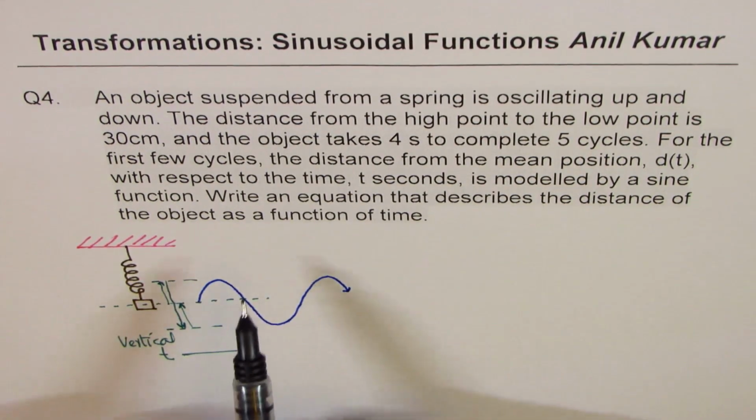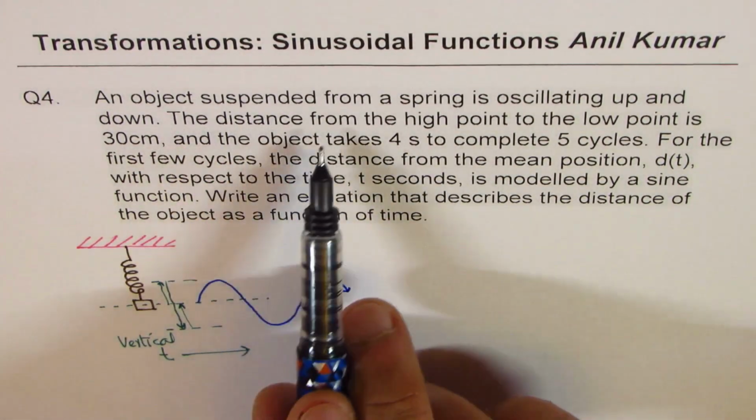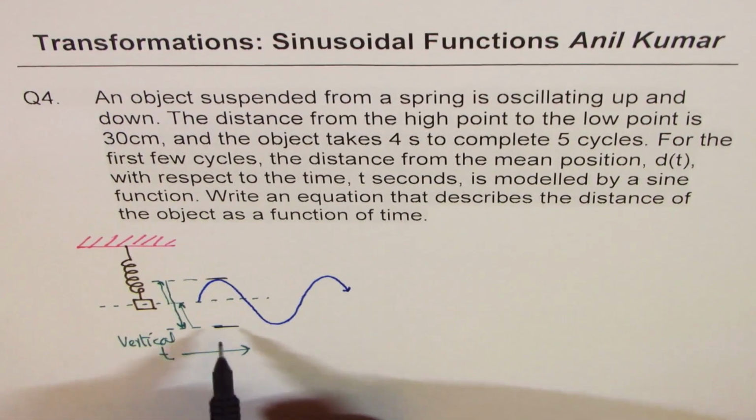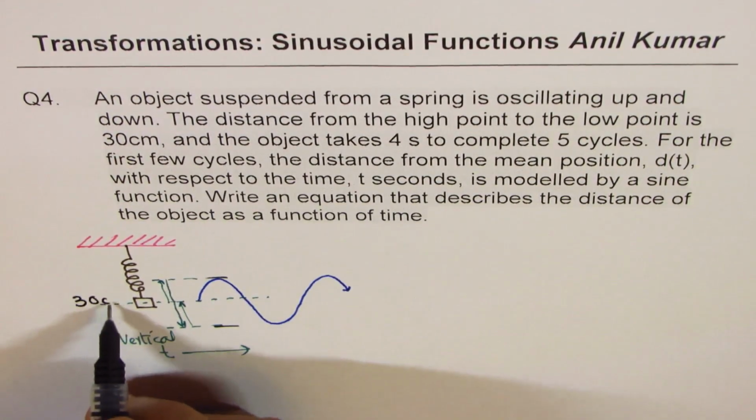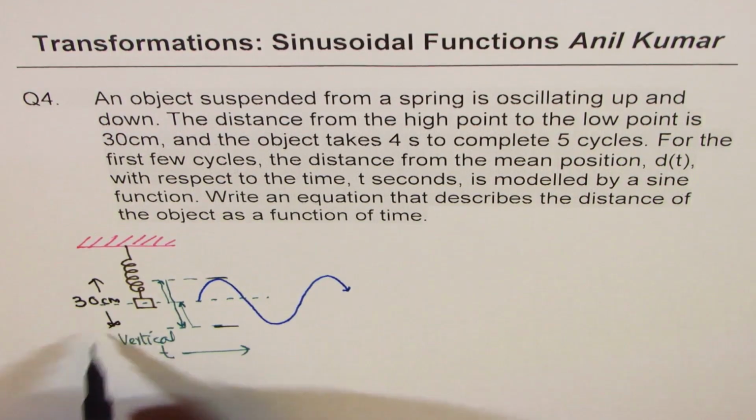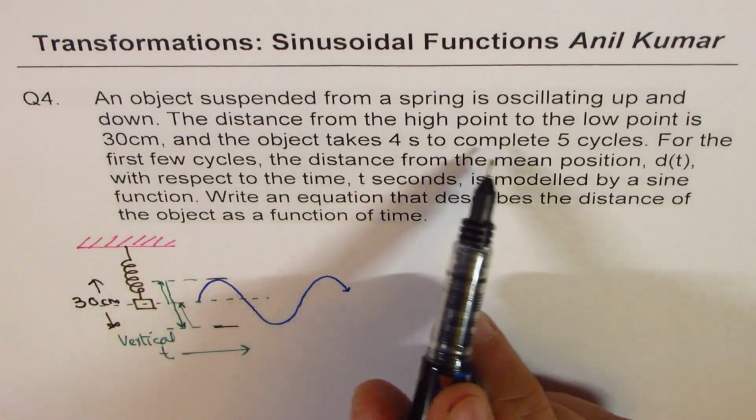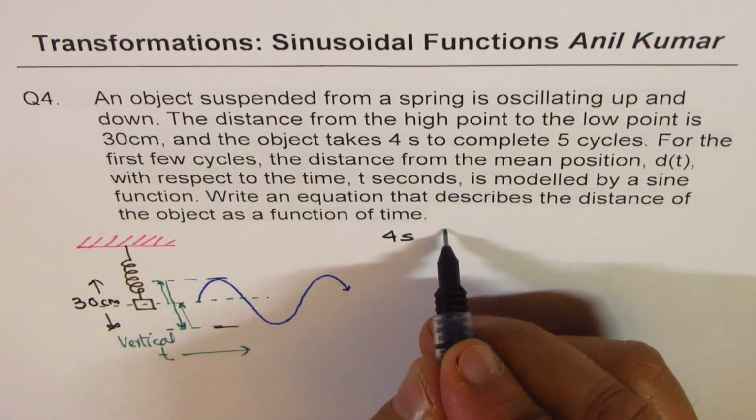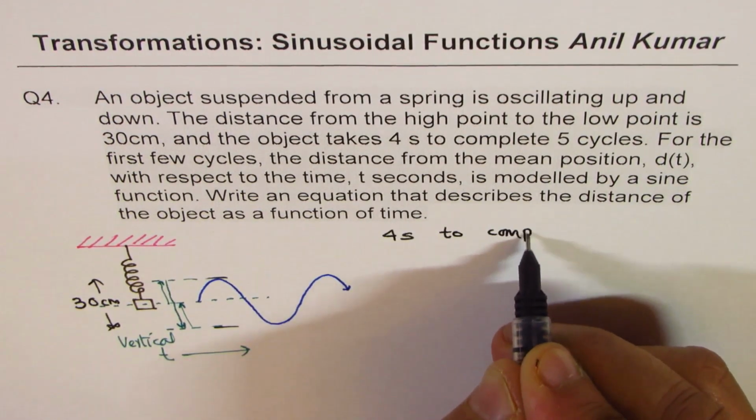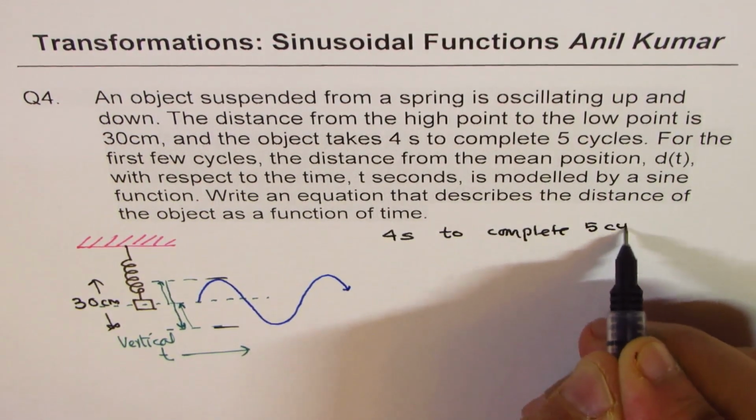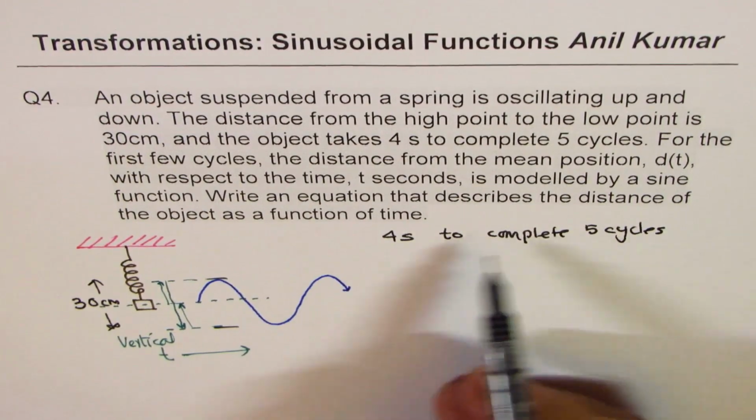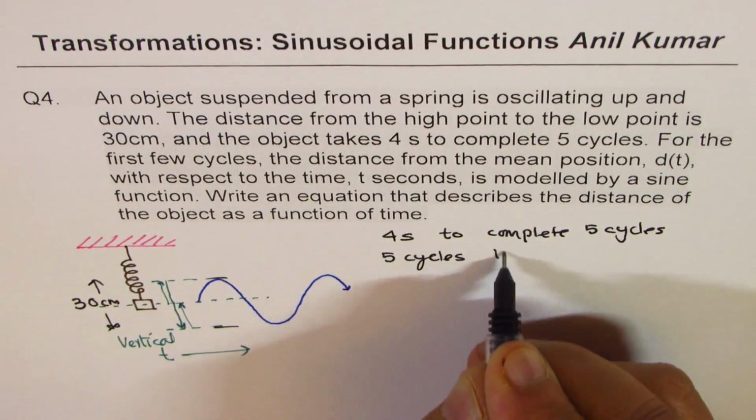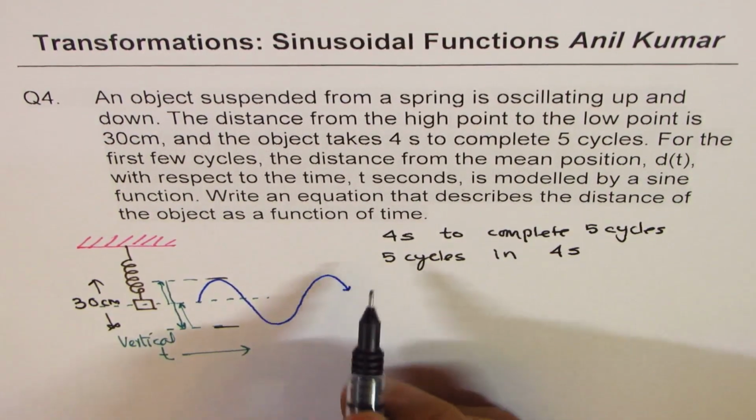So what we are given here is that the distance from the high point to the low point is 30 centimeters. So this distance from high to low is 30 centimeters. Is it okay? And it takes 4 seconds to complete 5 cycles. Now let me rewrite this sentence as 5 cycles in 4 seconds. We want to find the time period.